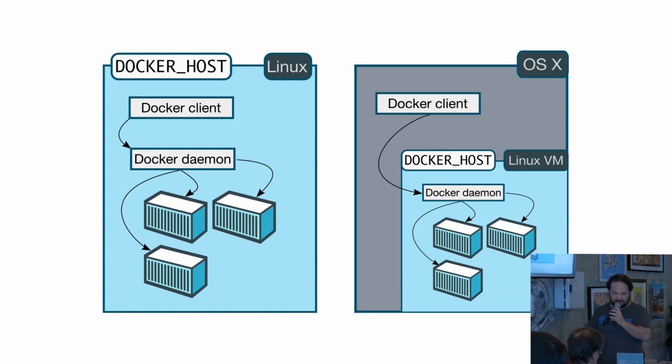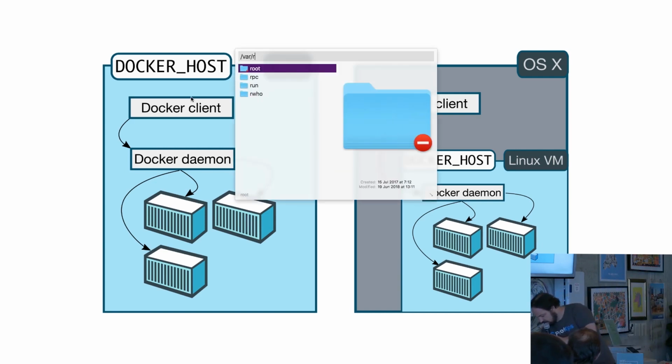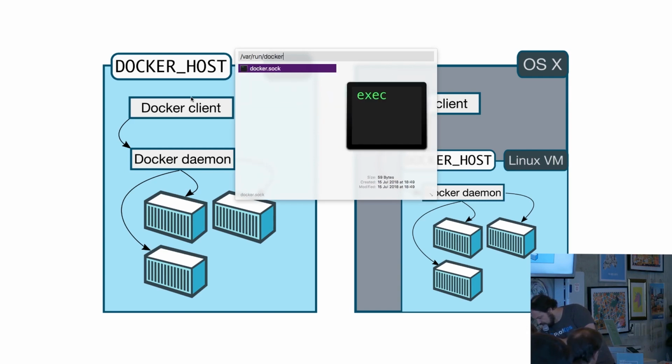So there's a way to set the endpoint where the client will be sending its commands. What's the default endpoint where a Docker client will be sending its commands to the daemon? Localhost, that's incorrect. The Docker socket. Yes. The Docker socket is /var/run/docker.sock.